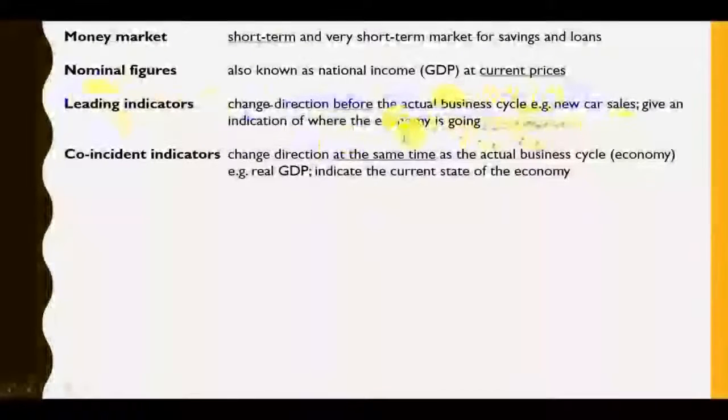And our other indicator was coincident indicators. They change direction at the same time as the economy or business cycle, like real GDP, and they tell us the current state of the economy.